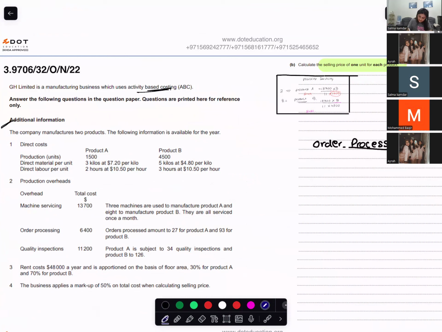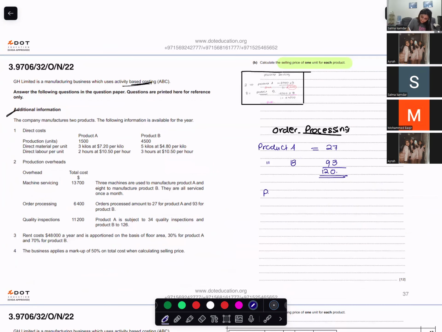What is the order processing thing? Its total is 120. Product A is how much? 27. Product B is 93, and the total is 120. So for product A, you do 6,400 into 27 upon 120 and divided by 1,500, because we are finding the cost per unit. So is it 0.96? You calculated? Yeah, I calculated.